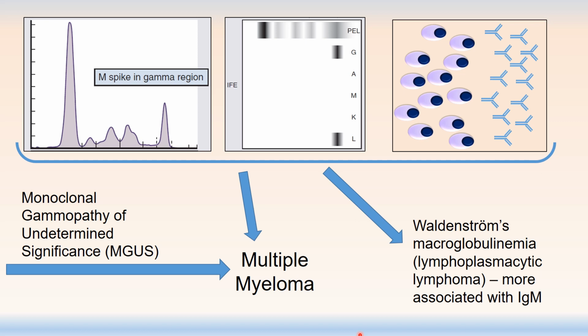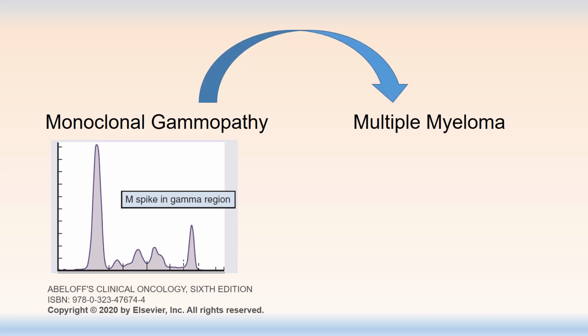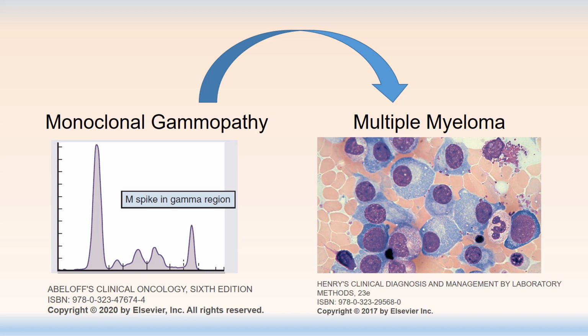There is an entity called Waldenstrom's macroglobulinemia, which is associated with lymphoplasmacytic lymphoma. However, the monoclonal protein in this is an IgM paraprotein. So in this case, where we have IgG, we wouldn't be particularly considering Waldenstrom's macroglobulinemia, so we'll eliminate that. But still, we're not quite sure this is myeloma yet. So how do you get from monoclonal gammopathy to the diagnosis of multiple myeloma? One of the first diagnostic tests you can run is, of course, a bone marrow biopsy and aspirate.